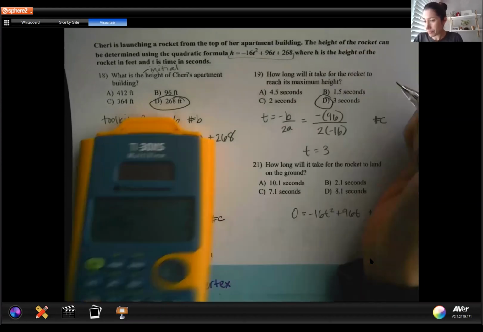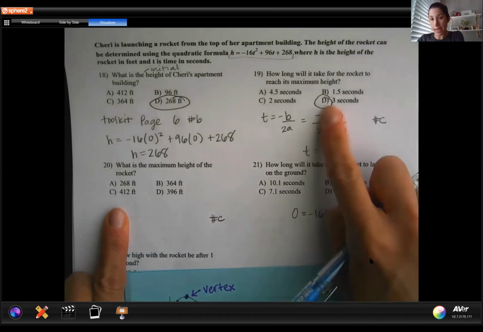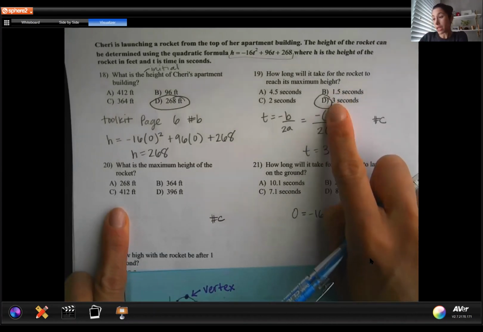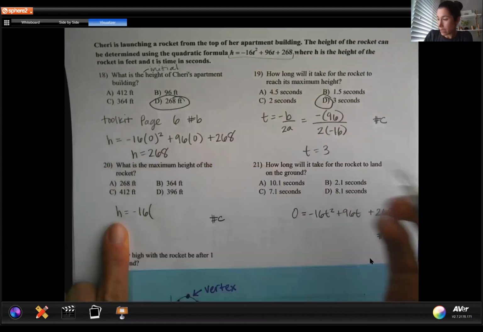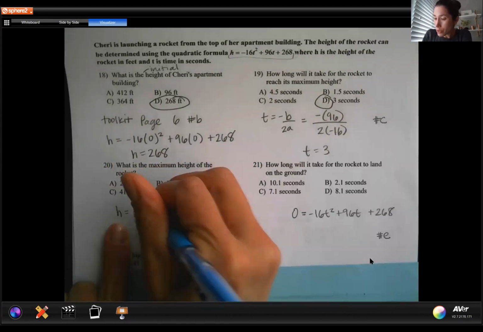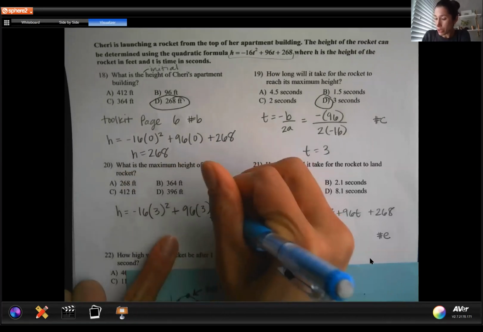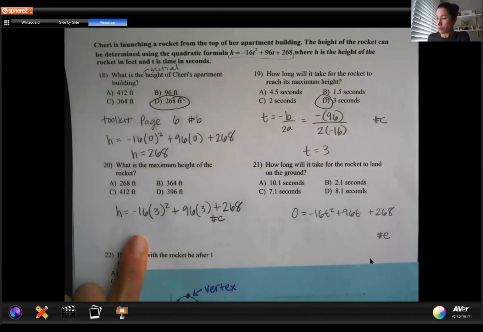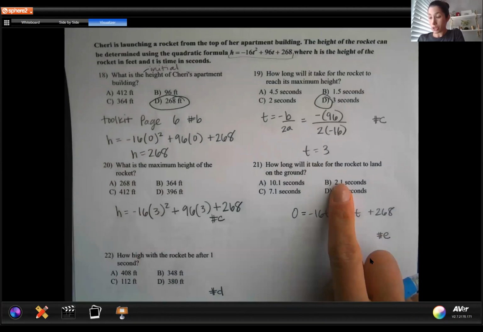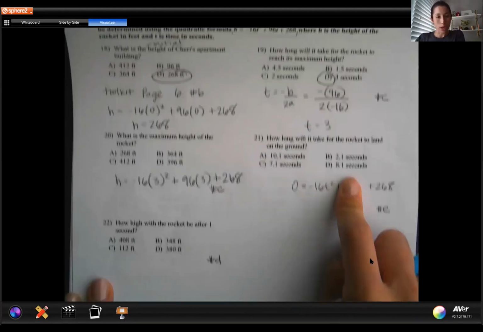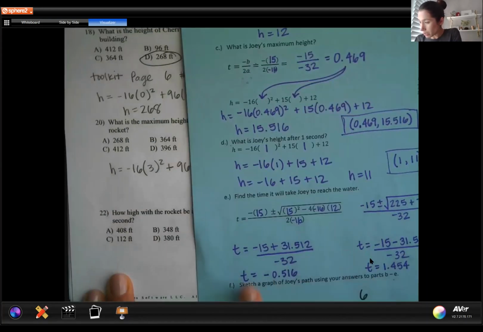That'd be D. This one is also part of that same question. So now I'm taking this answer that I got here, and I'm just plugging it into this. So height equals -16, and then we have 3 squared plus 96 multiplied with 3 plus 268. Okay. I'm going to go over question 22 first, and then we'll finish with 21. Question 22 is similar to question D on my toolkit.